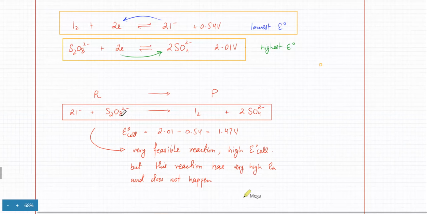Why doesn't it happen? Because both reactants are negative ions and they repel each other. So if they're never going to meet, how can they react?